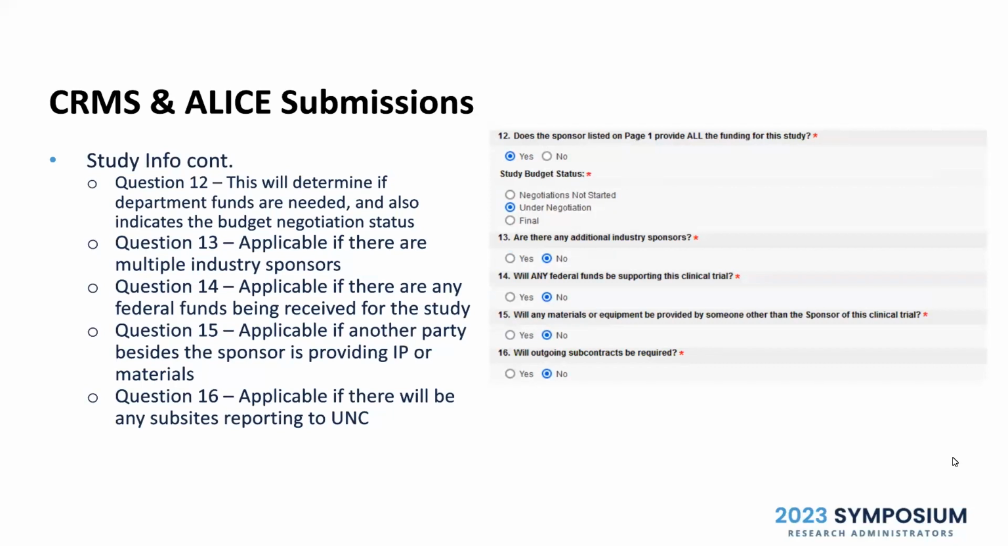And then your study budget status. So you'll get a budget. Generally, you get a budget and the CTA draft at the same time. So you can select if you have not even started the negotiations, if it's under negotiation, or if you have a final budget ready. So that will let the contracting manager know where that stands. And if there's any additional industry sponsors, that's where you would add them in.